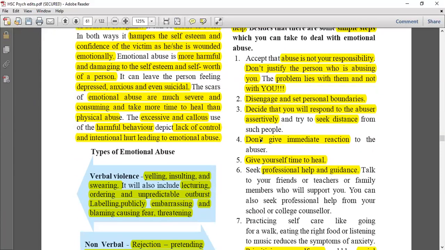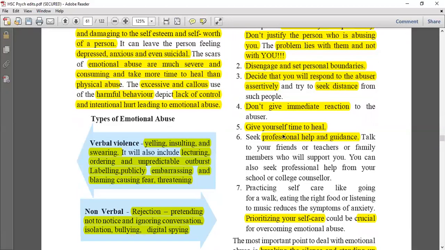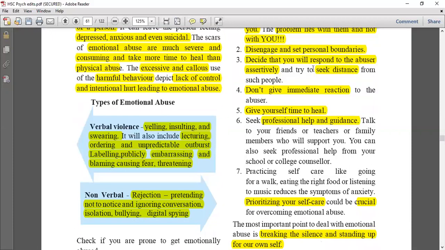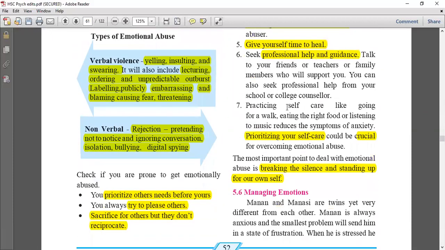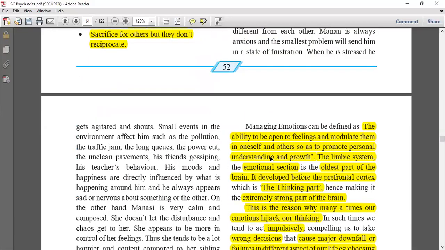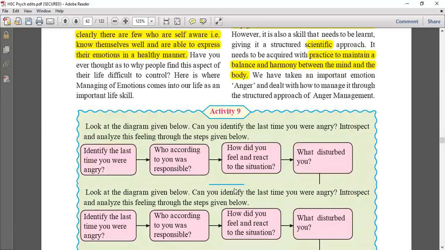So there are simple steps. One is set personal boundaries, disengage. Know that abuse is not your fault. Any form of abuse, you don't deserve that kind of thing. From an exam point of view, you can remember a few of these points. Don't give an immediate reaction. You have to decide that you will respond to the abuser more assertively. Give yourself the time to heal, and professional help always helps. Prioritizing your care is also very crucial, and breaking the silence and standing up for yourself.